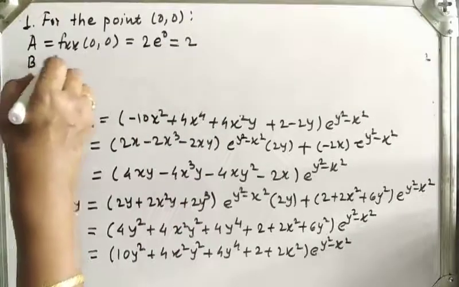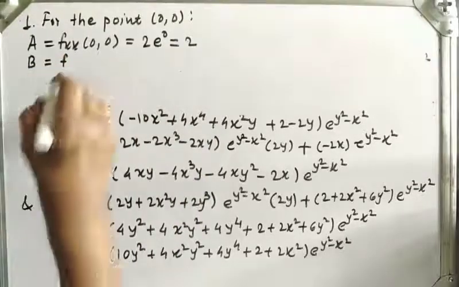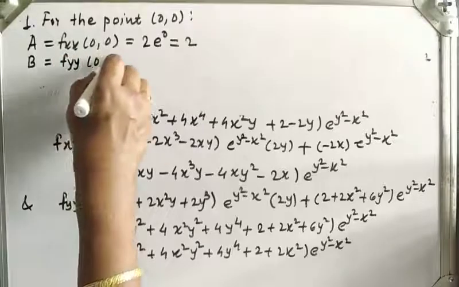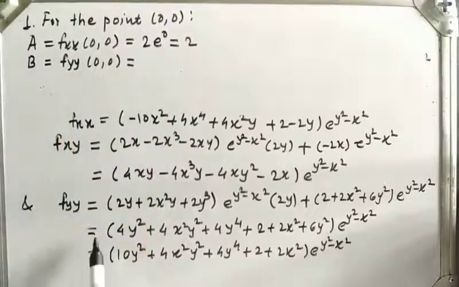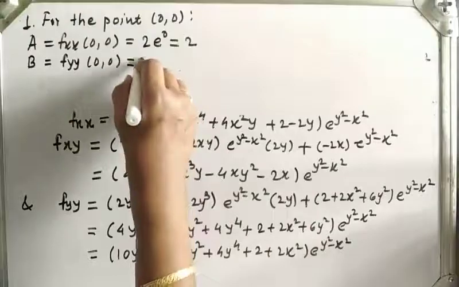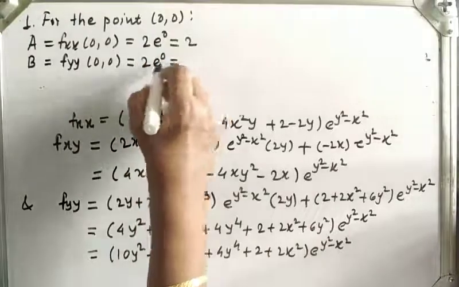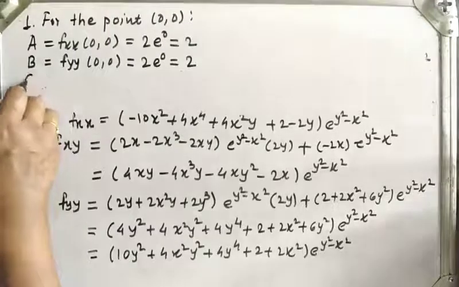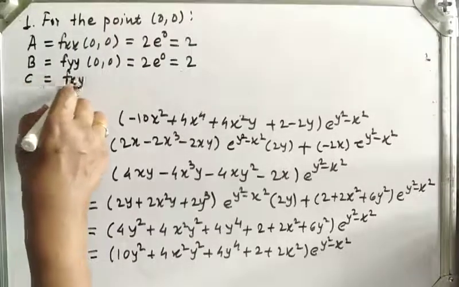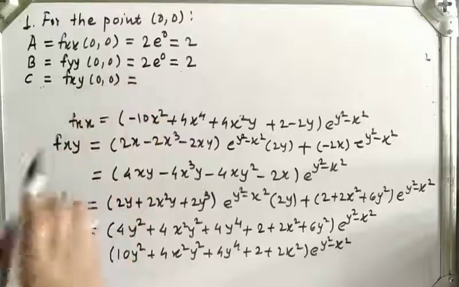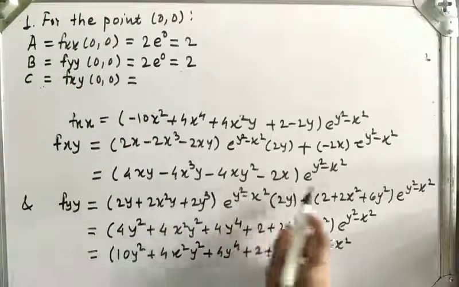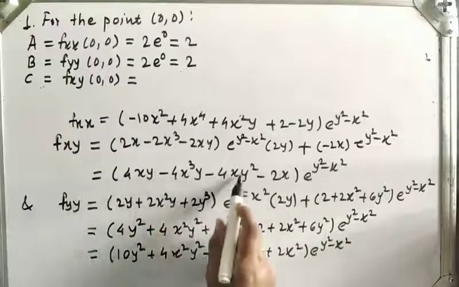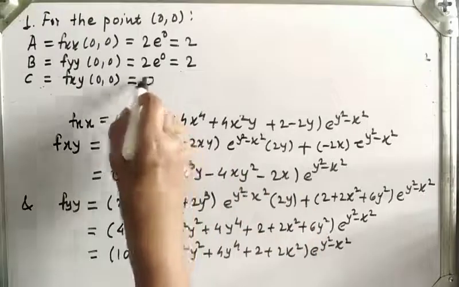B is equal to fyy at (0, 0). This is our fyy. Keep x = 0, y = 0. So it will be 2e⁰, so that is also 2. Then C. C is equal to fxy at point (0, 0). So this is our fxy. Put x = 0, y = 0. So we get here 0.